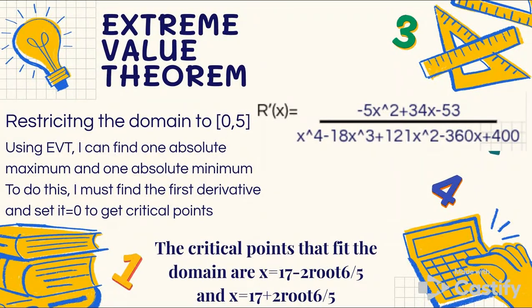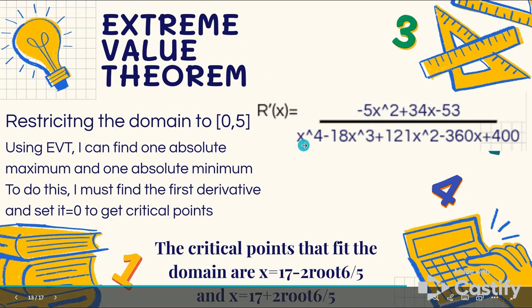So now, extreme value theorem. I've restricted the domain to 0, 5. I need to use the derivative of this to find the absolute minimum and absolute maximum, and EVT ensures that. So I find the derivative, set it equal to 0 to get the critical points, which we already found, and here they are again.